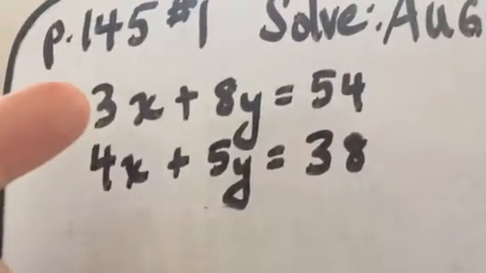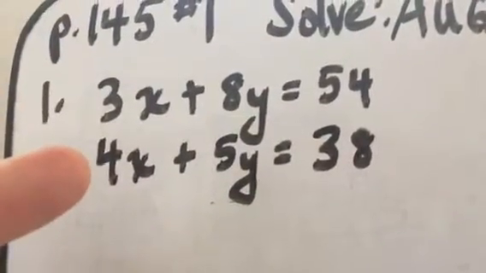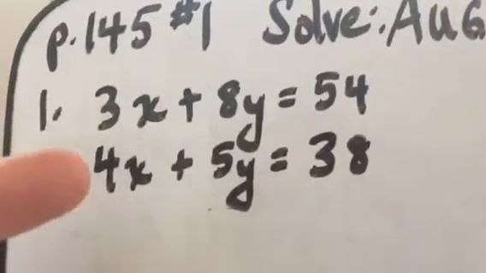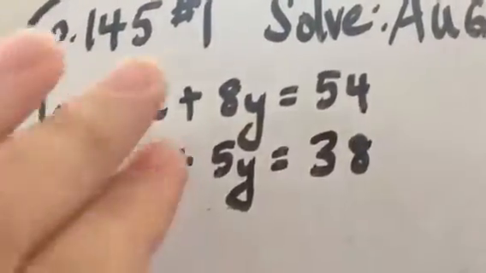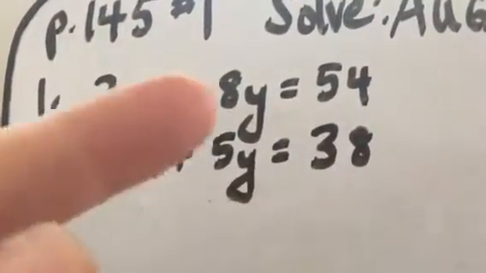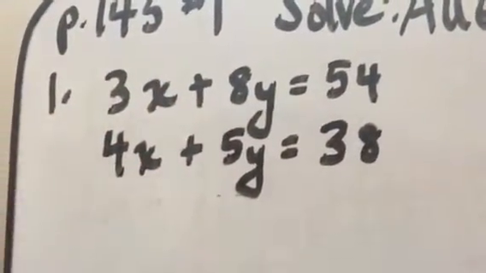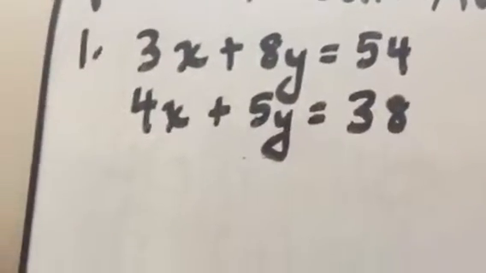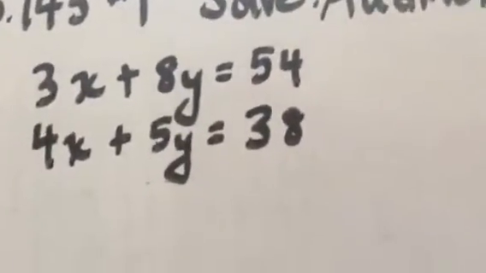Possibly we would multiply these by a 4 and these by a -3, thus getting a 12 and a -12, add down, thus eliminating the x variable, solve for the y variable, substitute that back in and find the x solution. But in this case we're going to use matrices.